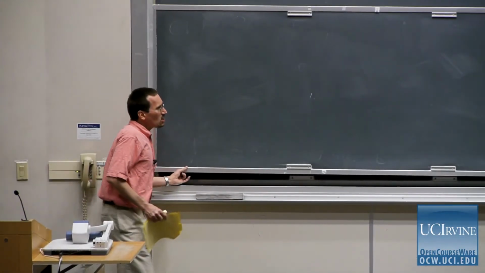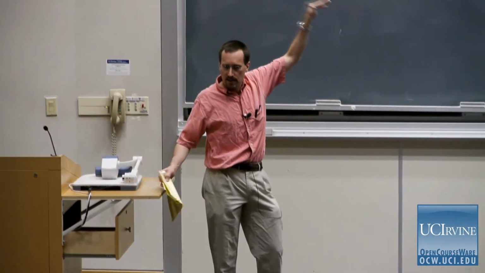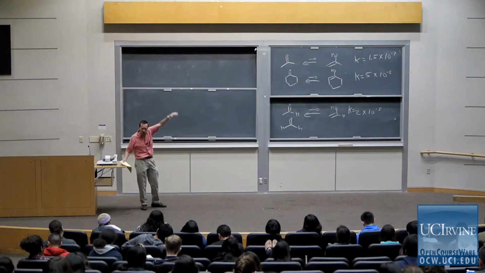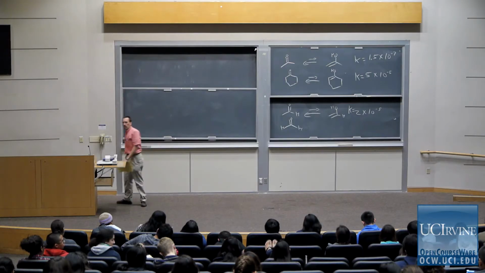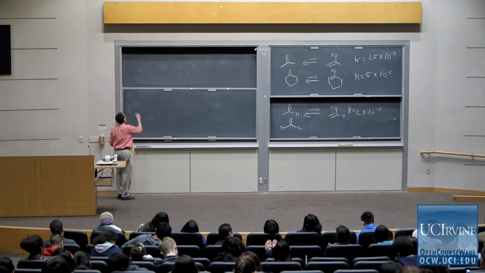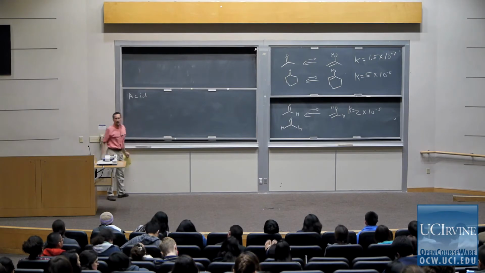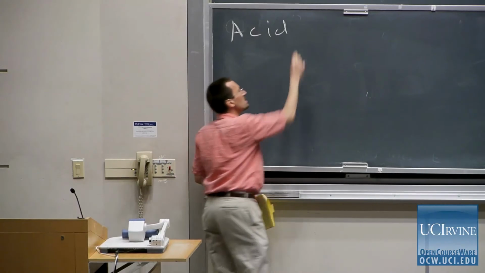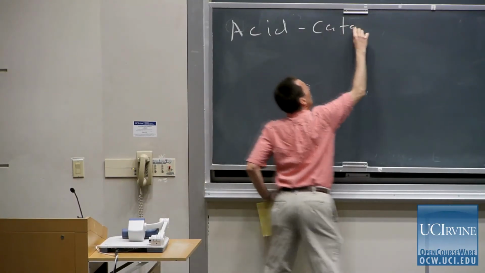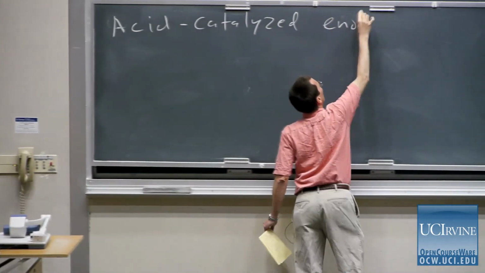All right, so that's talking about reactants and about products, about keto and enol tautomers. Let's now look at how we get from the keto tautomer to the enol tautomer. And this reaction can be catalyzed by either acid or base. I want to start off by talking about acid-catalyzed enol formation.